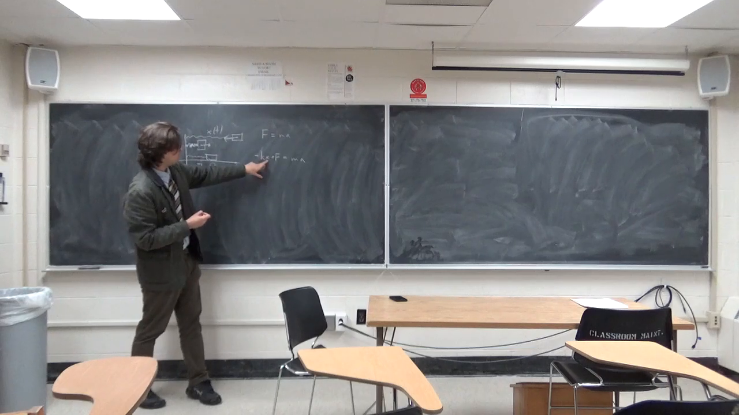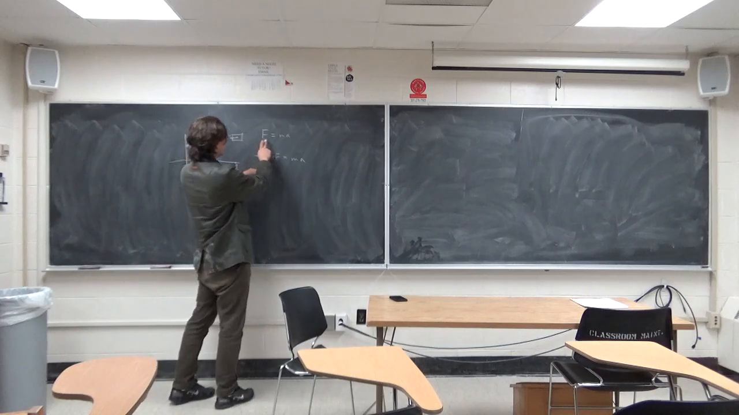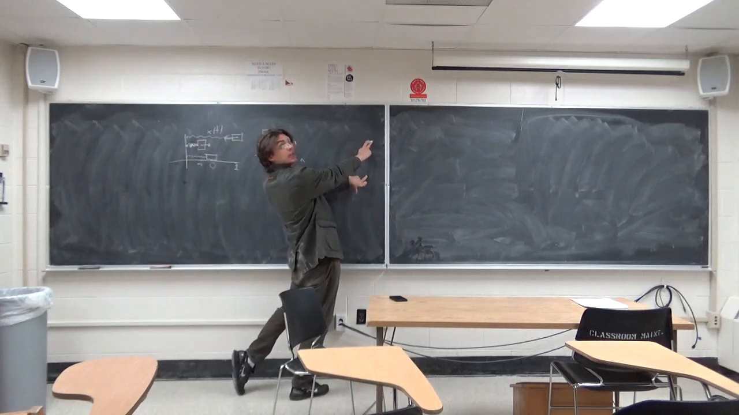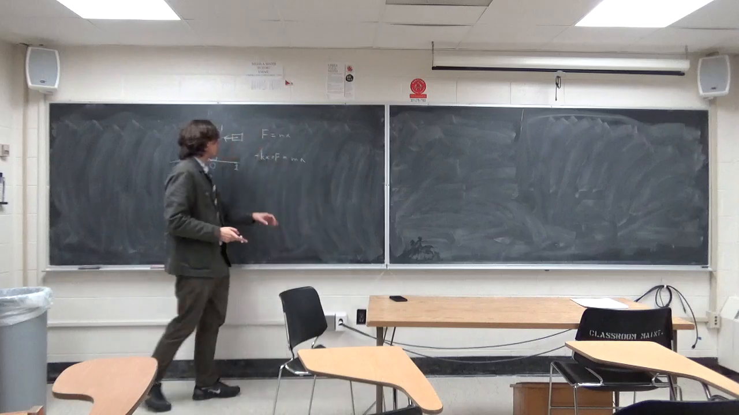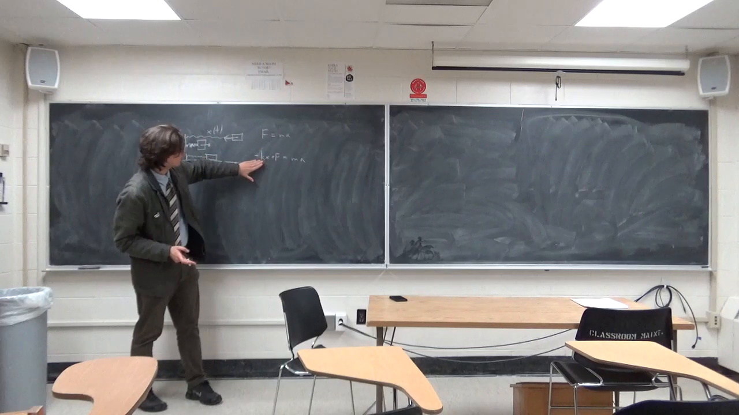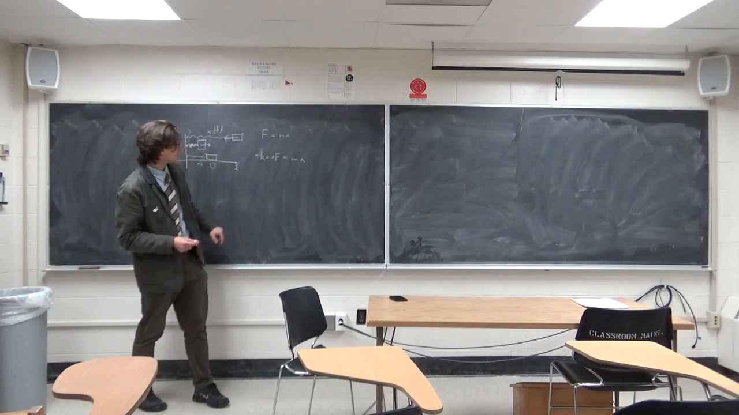And x is basically the position. So if I'm right here, I feel a certain force. If I'm twice as far away, I feel twice as big a force. If I'm 10 times as far out, I feel 10 times as big a force. So that's the basic idea: the force is equal to some proportion of the position, a negative proportion.